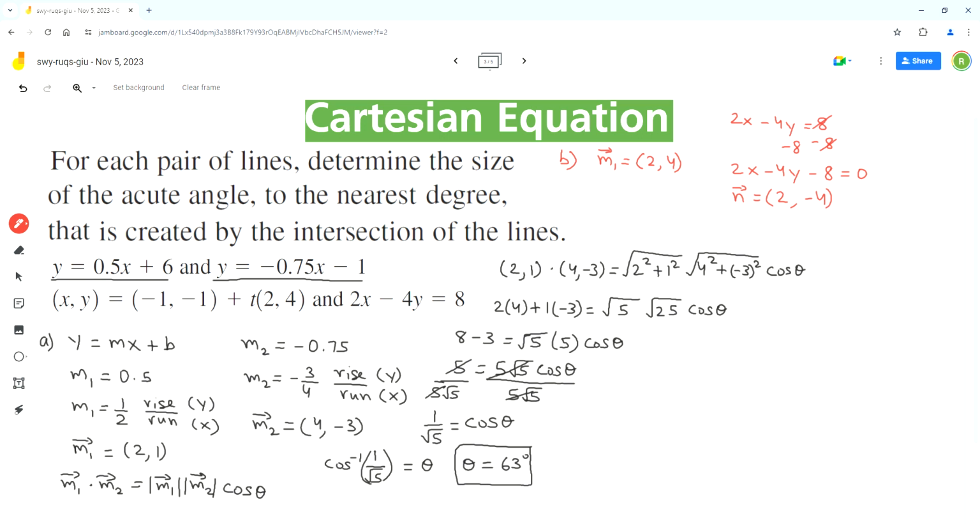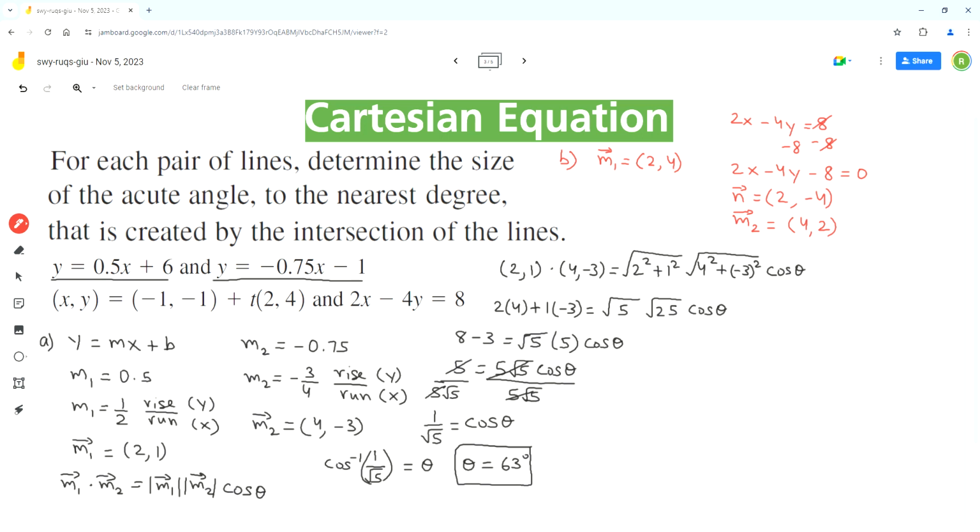Next, we can use this normal vector to find the direction vector of the line, and for that we should flip the x and y components of the normal vector and change the sign on one of the components. So the direction vector of the second line is 4, 2. I changed the sign on the y component of the normal vector.